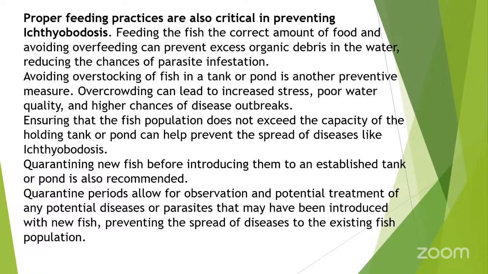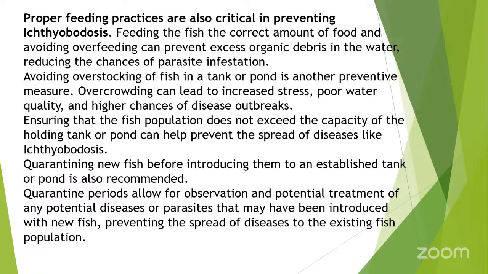Overcrowding can lead to increased stress, poor water quality, and higher chances of disease outbreaks. Ensuring that the fish population does not exceed the capacity of the holding tank or pond can help prevent the spread of diseases like ichthyobodosis.